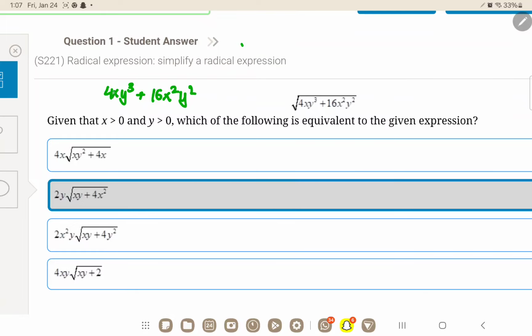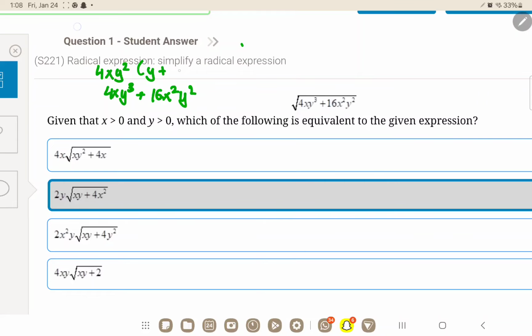If you want to factor anything out of this, what do you factor? Between 4 and 16, what can you factor? 4. Between x and x squared, you always take the one with the lower exponent, so x. Between y cubed and y squared, we always take less, so y squared. What you're going to be left with is y, because y cubed minus 2, 3 minus 2 gives you y to the 1, so we don't write the 1.